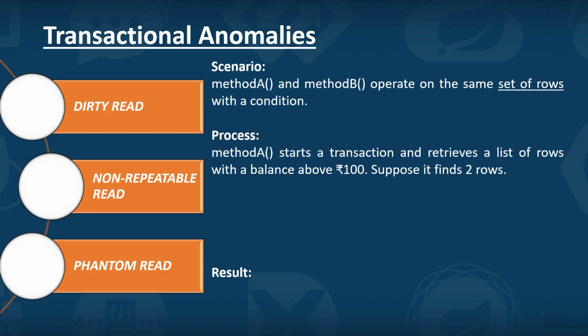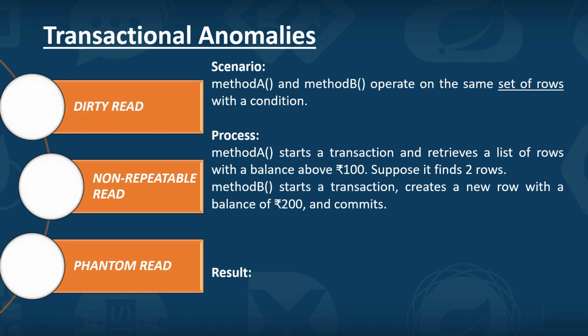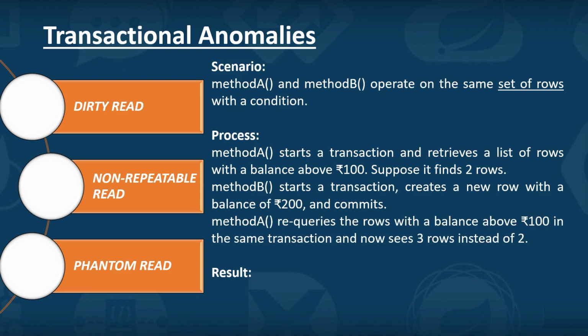So for this, the process is that first of all, method A will start the transaction, and let's say there is some requirement, some kind of select statement, saying that wherever the balance is more than 100, fetch all those rows. In the database there were only two rows whose balance was more than 100, so method A is going to return those two rows. In the meanwhile, method B is going to create a new row, or let's say it has deleted some row, and after a new row creation, another row got created and its balance is 200. It was also committed. Then method A is again going to requery the same within the same transaction.